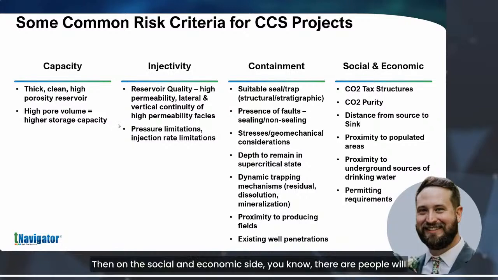And then on the social and economic side, people will consider things like tax structures for the area you're in, the purity of the CO2 you're injecting, distance from the source to the sink. So building that pipeline to get that CO2 to wherever you want to inject it is one of the most expensive parts of these projects, so you need to consider where you're actually doing this. Proximity to populated areas is more of a PR concern. And then, of course, proximity to underground sources of drinking water. A lot of protection around that, so you need to be mindful of that. And then any other permitting requirements for the area you're working in.